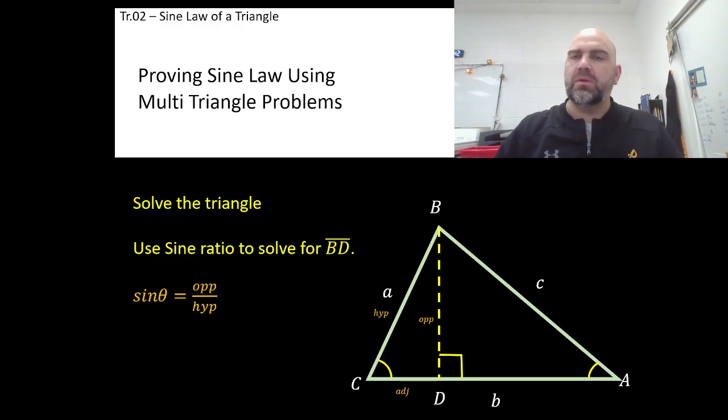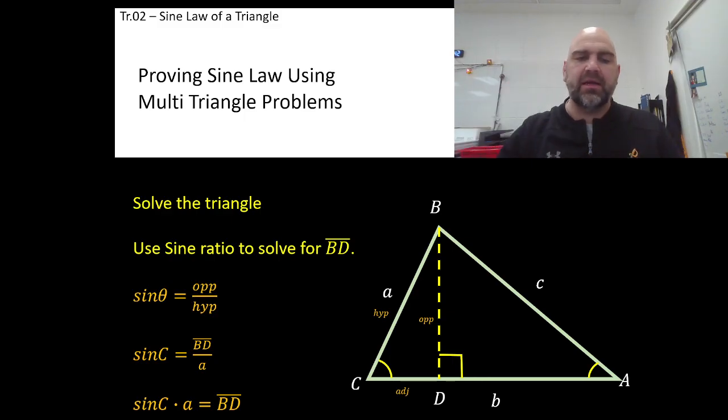So sine theta is opposite over hypotenuse. We're going to plug in our values. We're using angle C, we're solving for side BD, and we're given side A. Now, I want to solve for BD, so I'm going to multiply both sides by A, and line segment BD, that center piece right there, is equal to sine C times A. Now again, we don't have numbers in here, and that's okay, but we know that sine C times A will give us that line segment.